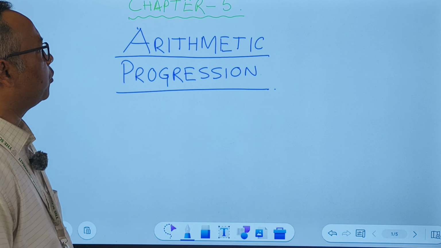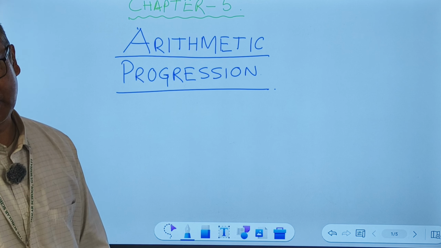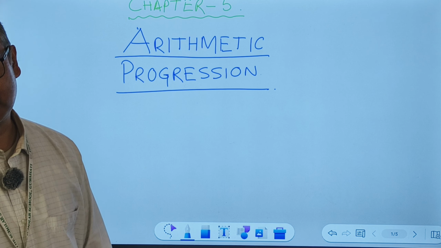Today we are going to learn one more chapter from class 10 maths. It is chapter number 5, no? Arithmetic progression actually. So what do you mean by this arithmetic progression? In general terms, arithmetic means the mathematical numbers and progression means moving from one number to another, isn't it?